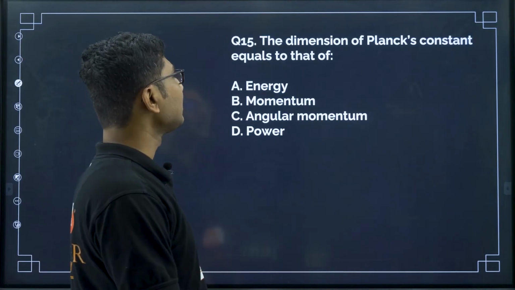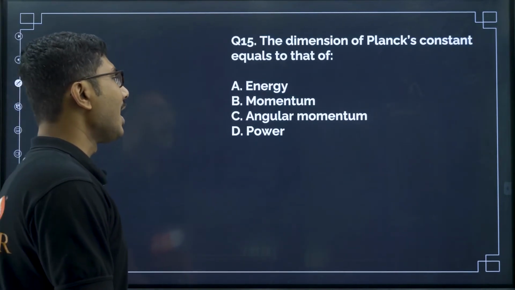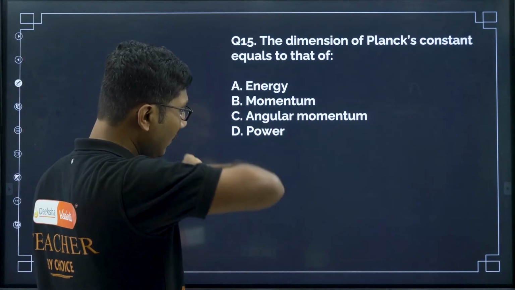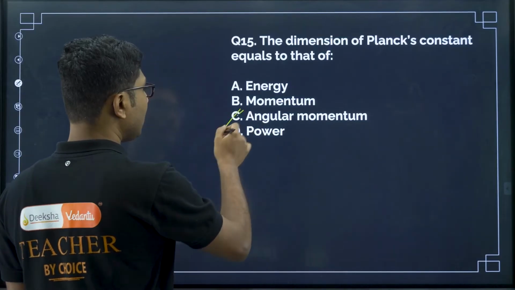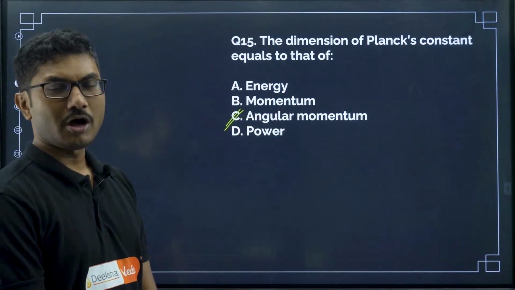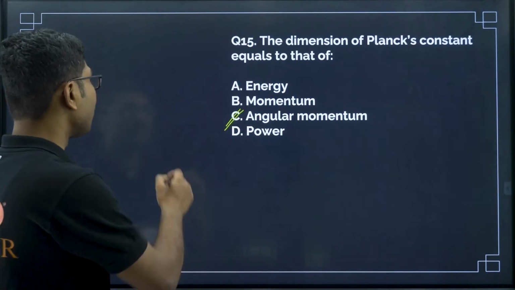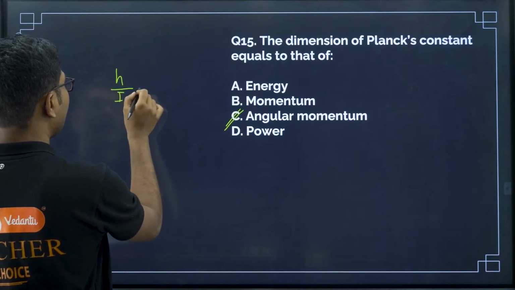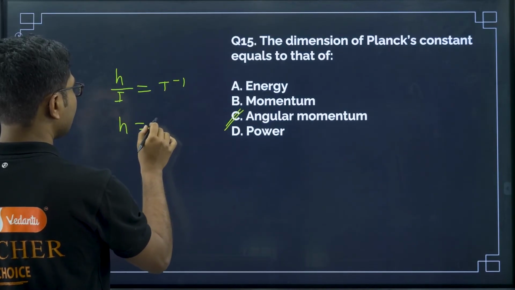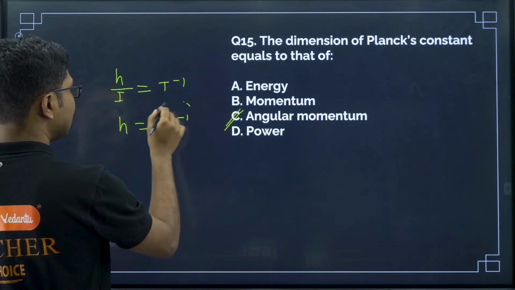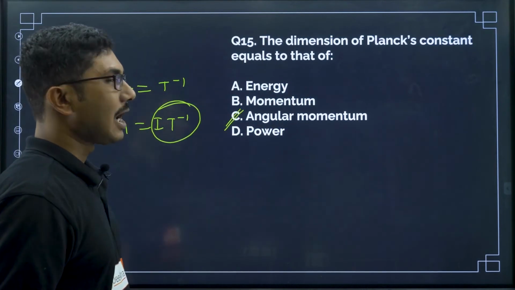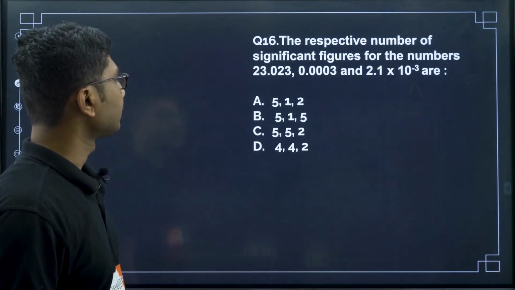The dimension of Planck's constant equals that of, another interesting question, angular momentum. You need to remember that. The dimension of Planck's constant is equal to angular momentum. Moment of inertia, we saw moment of inertia. If you divide Planck's constant by moment of inertia, you get T to the power minus 1. This is nothing but angular momentum. So, angular momentum and Planck's constant have the same dimension.